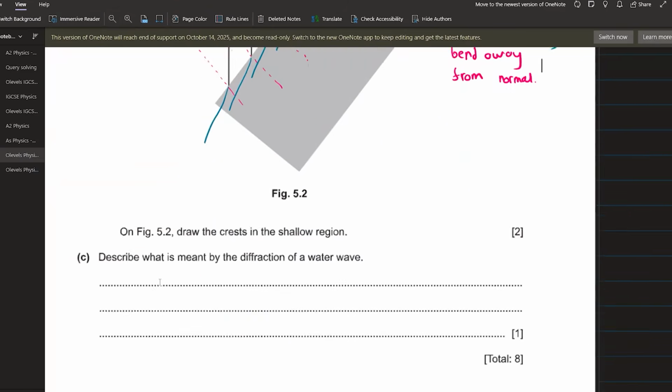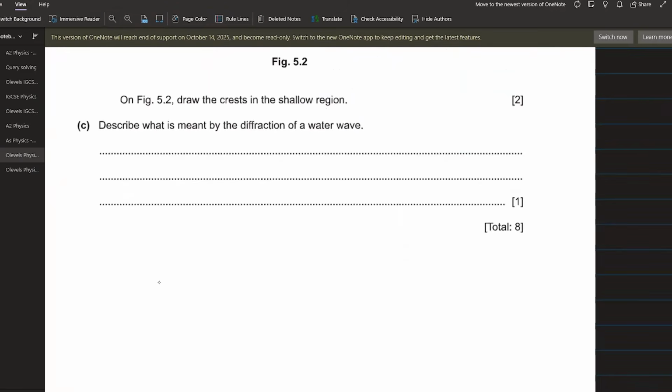Let's move on to part C. State what is meant by diffraction of a water wave. बच्चे diffraction का क्या मतलब होता है? What is meant by diffraction of a water wave? Diffraction of a water wave का क्या मतलब होता है? Spreading out of a wave as it passes through a narrow gap or a small gap.